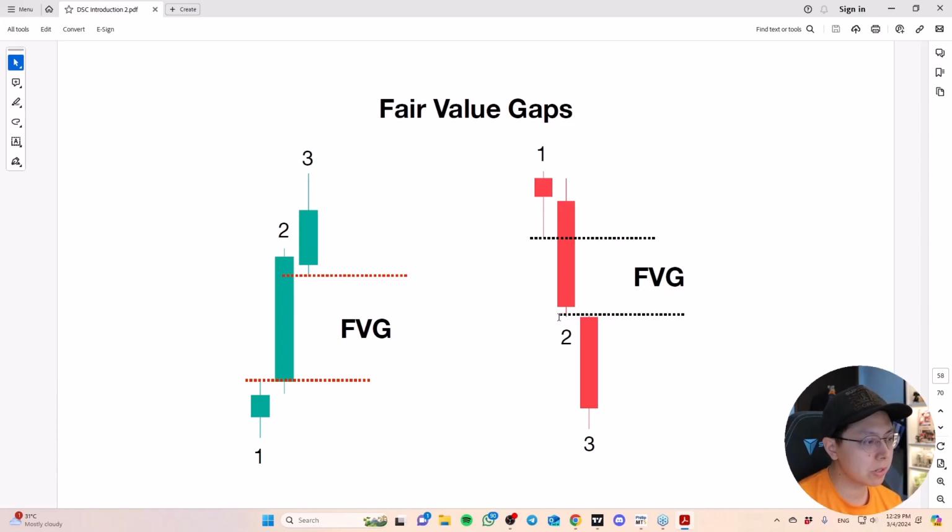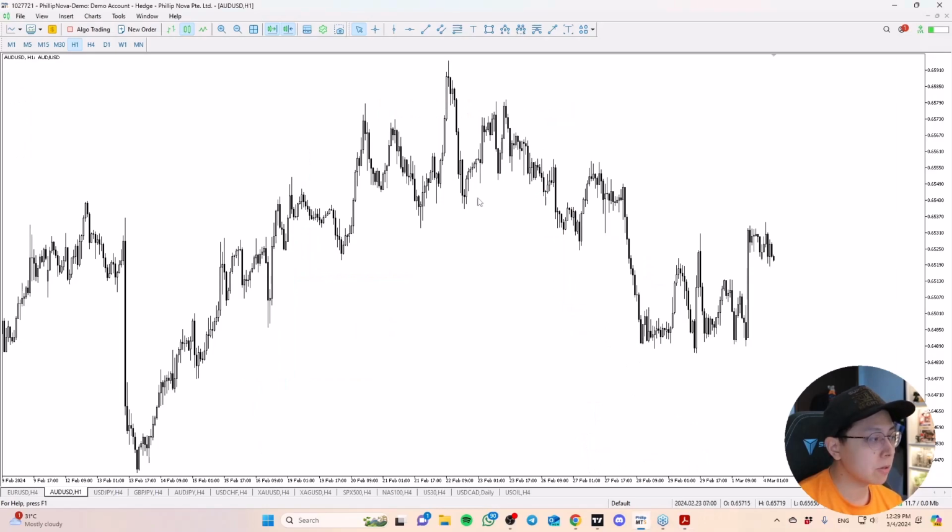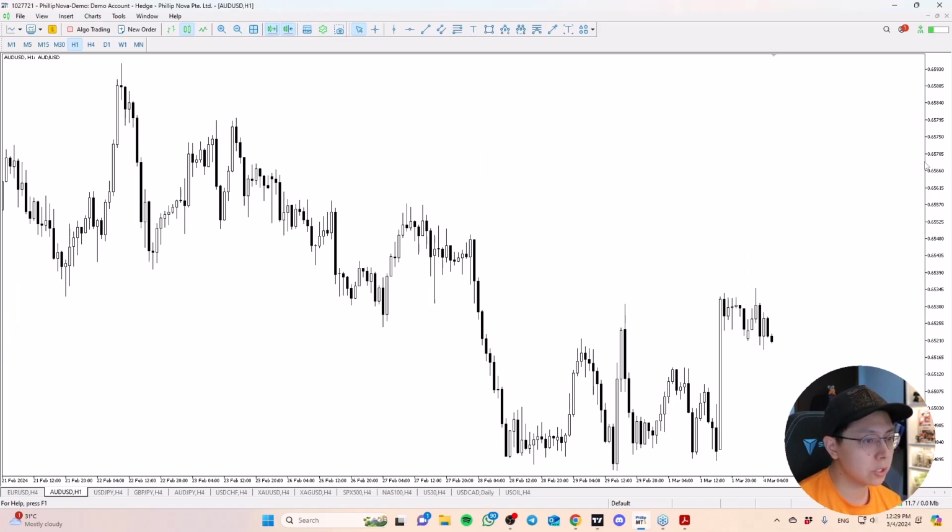Same thing here. The market is coming down, and candle 1 and candle 3 did not overlap. Now, very quickly, I'll show you some examples in the real life market as well. So this is the Aussie dollar chart.